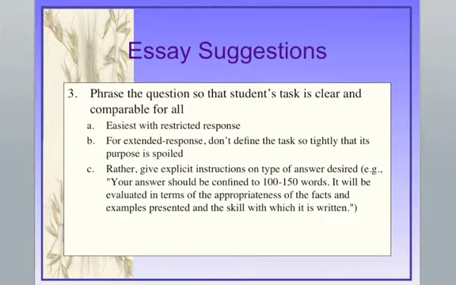That would be very tightly defined. There's only a finite list that's correct. But for extended response, you can't define the task so tightly that its purpose is spoiled. In other words, if in your essay about explaining the causes of the Civil War and what, if any, one of those things might have changed the outcome, you're too specific about what the causes might have been or how the outcome might have changed, then you've spoiled your question.